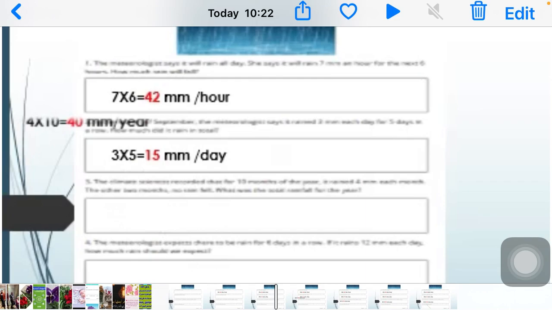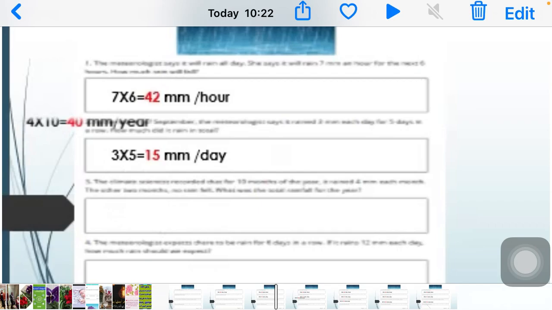Number 3. The climate scientists recorded that for 10 months of the year, it rained 4 millimeters each month. The other 2 months, no rain fell. What was the total rainfall for the year?